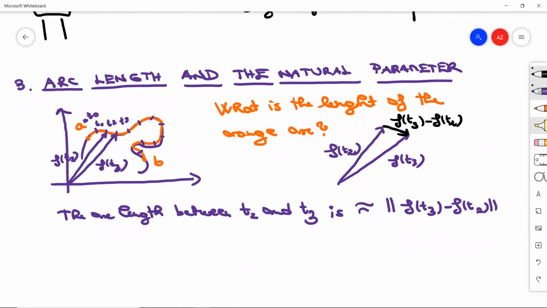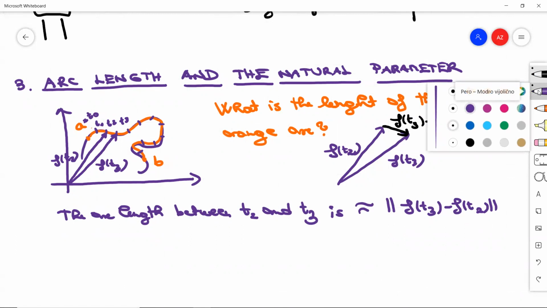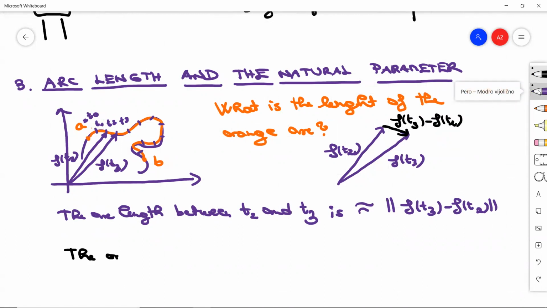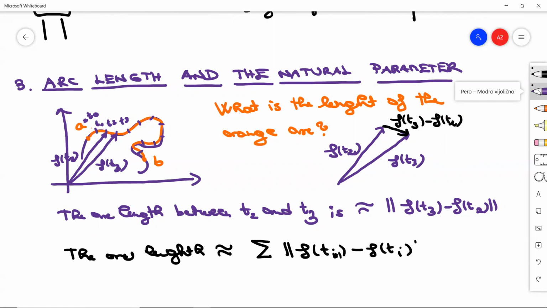So the arc length is then approximately the sum of the norms of all those vectors f of t_{i+1} minus f of t_i, when i runs from 0 to n minus 1. So we are in fact summing up those chords on this division.